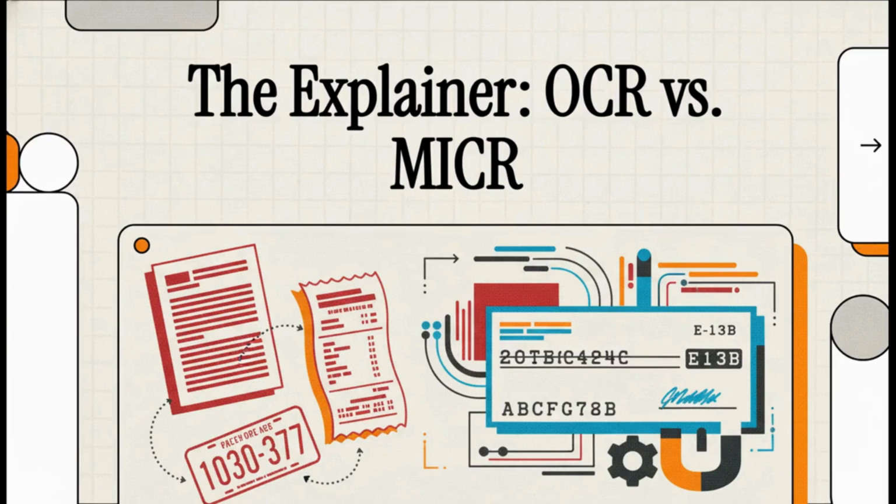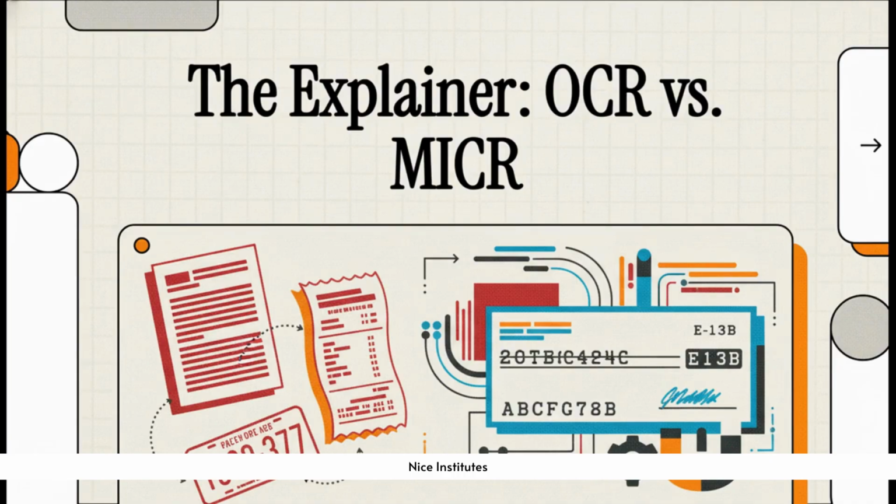Welcome to The Explainer. So today, we're going to dig into two technologies that solve the exact same problem, turning printed stuff into digital data, but they do it in completely opposite ways. We're talking OCR versus MICR, and trust me, the difference is actually pretty wild.